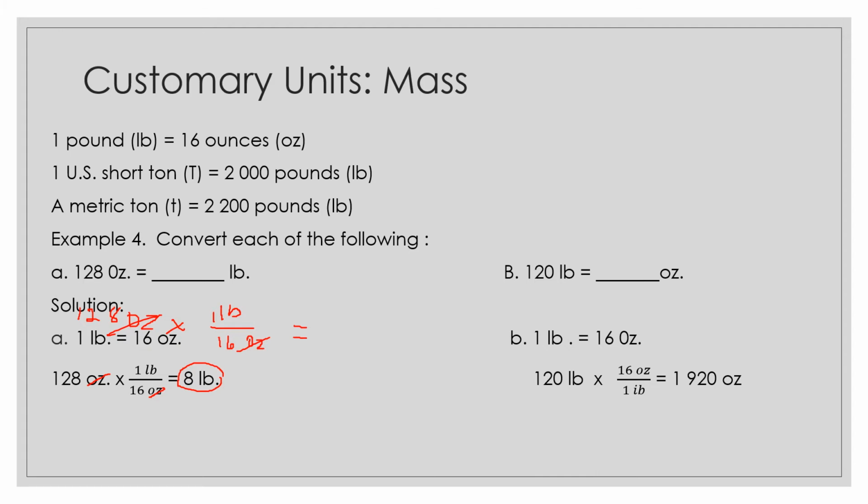For letter B, we have 120 pounds to ounces. We just reverse the 16 ounces to 1 pound. So we cancel the pounds. Then we multiply 120 times 16, which is about 1,920. Okay?